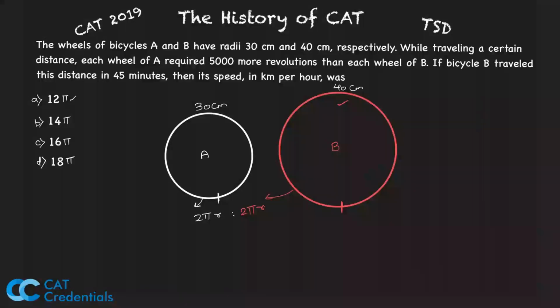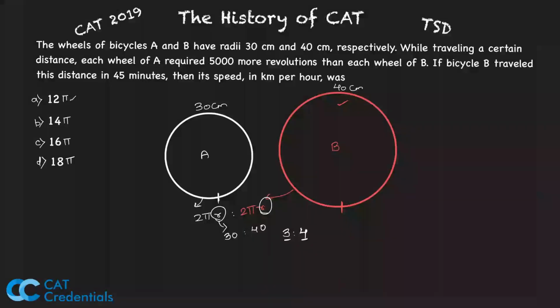So what do I know about their distance traveled in one revolution? In this case r is 30 and in this case the radius is 40. So the ratio of the distances traveled by them in one revolution is 3:4. The ratio of the distance traveled by them is 3:4, which means every time wheel A travels 3 meter, in the same time wheel B travels 4 meter.